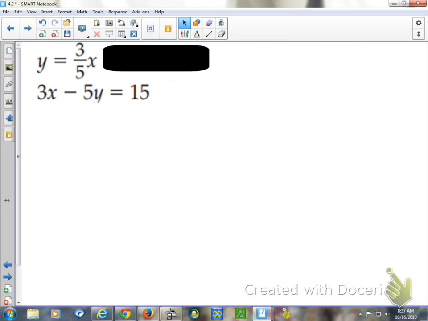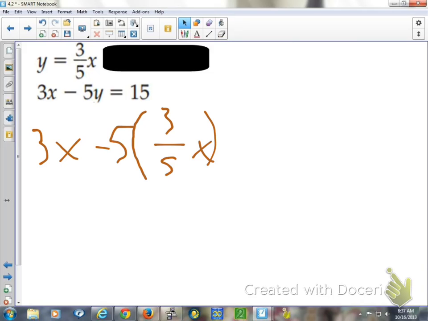So which letter is solved for already? Y. So, here we go. Oh, hold on, before I get ahead of myself. If y is solved for, what are we going to do with it? What's the whole thing today? Sub it. We're going to take what y equals and plug it in for the y in the other problem. So, that's going to be 3x minus 5y, but instead of y, I'm going to plug in what y equals, and that equals 15.